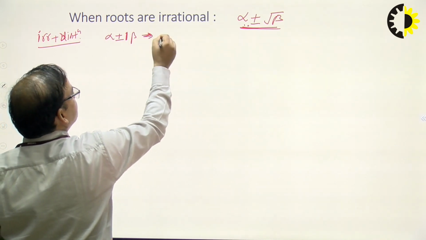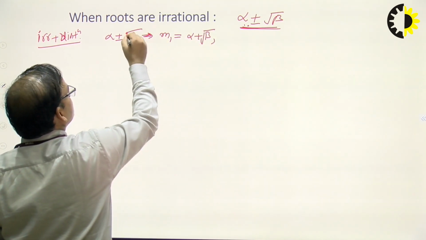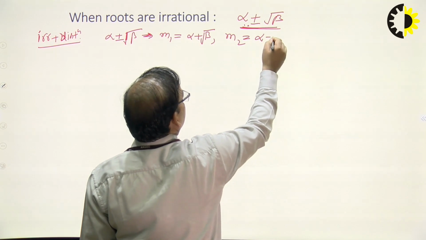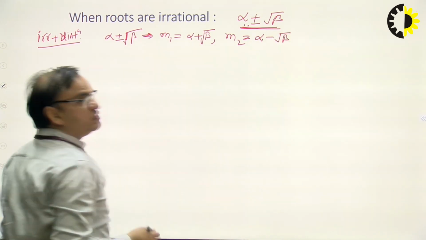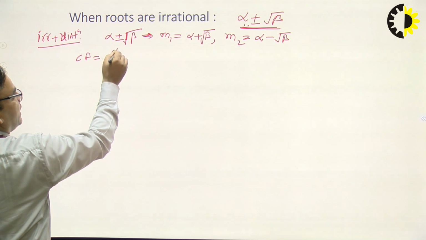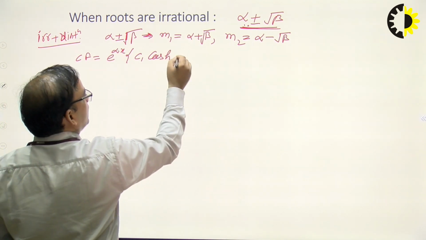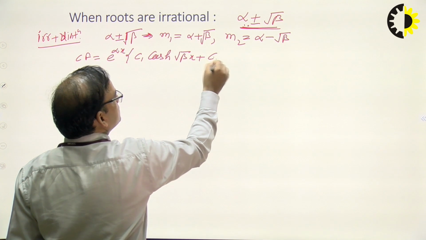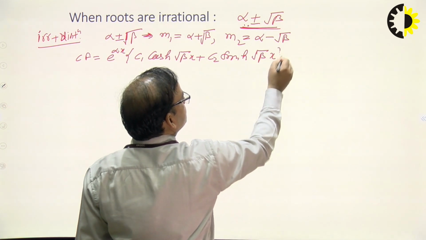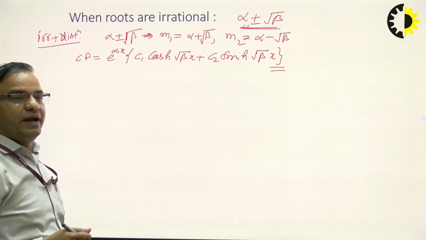If you write it separately, then m1 is equal to alpha plus root beta, and m2 is equal to alpha minus root beta. Both of these are irrational roots. So in this case, we have to write the CF as e raised to power alpha x (C1 cosh root beta x plus C2 sinh root beta x). This is the way to write it when roots are irrational and distinct.